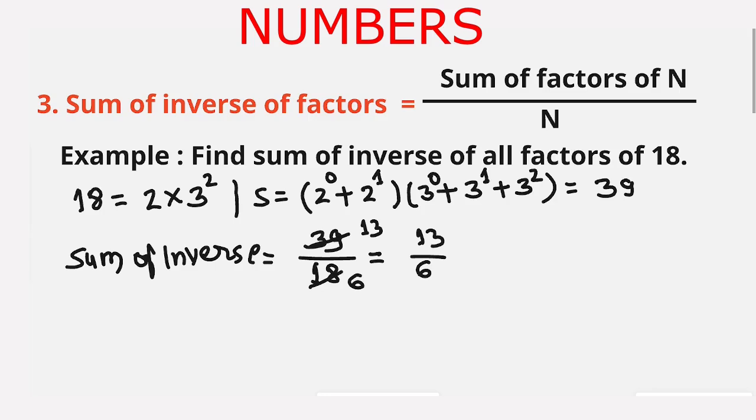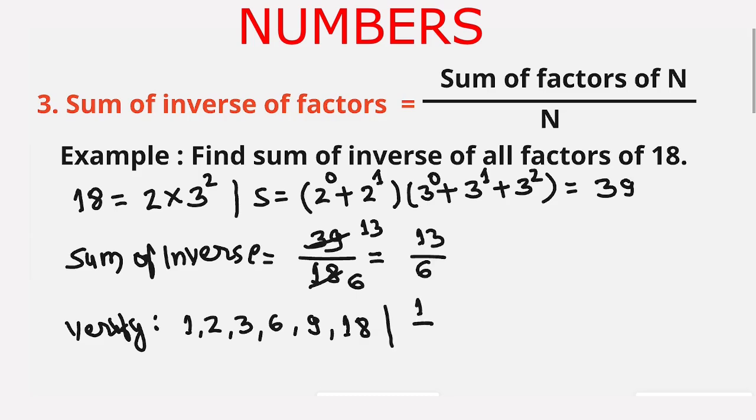So we verify like this. The factors of 18 are 1, 2, 3, 6, 9 and 18. Now the inverse of it: 1 upon 1 plus 1 upon 2 plus 1 upon 3 plus 1 upon 6 plus 1 upon 9 plus 1 upon 18.